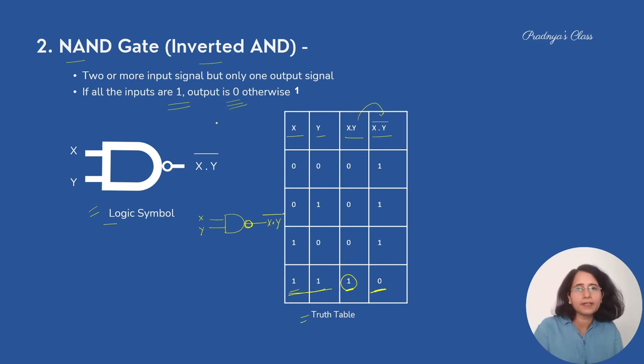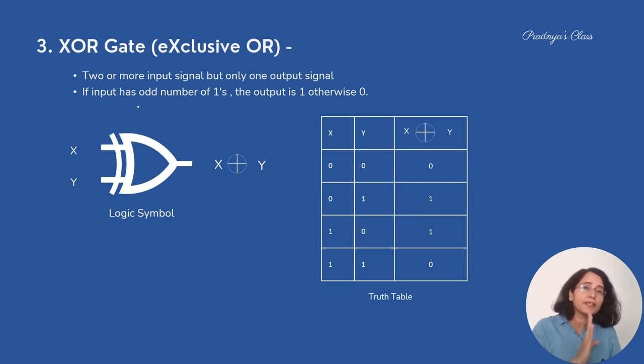The third gate is the XOR gate, the exclusive OR gate. It also takes two or more inputs and produces a single output.